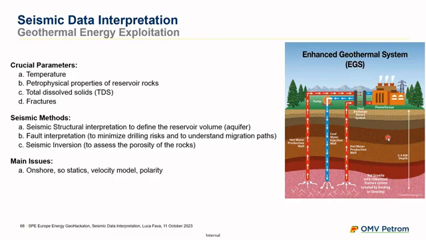So the seismic methods that can be used for a geothermal project are, of course, you need to understand the structure of the rocks. So you need to do the structural interpretation to understand the volume of the rocks where the temperature is high. You need to know the faults both to minimize drilling risk and to understand the migration path. And you can use the seismic inversion to assess the porosity of the rock, for example. The main issues, of course, are similar to what we face onshore for hydrocarbon exploration. Onshore, the acquisition of the data is affected by statics. The velocity models are very complicated, and polarity can be a big issue on seismic.